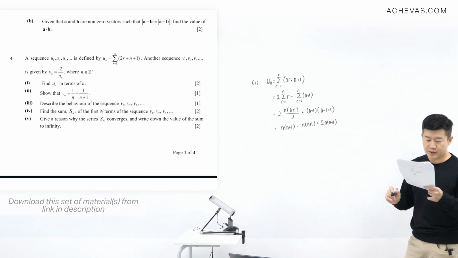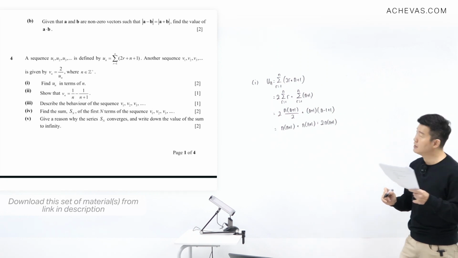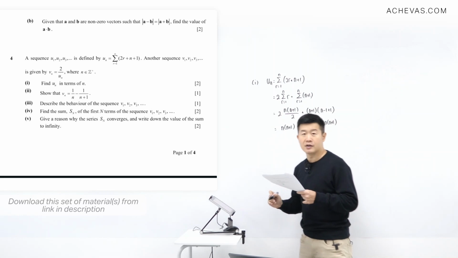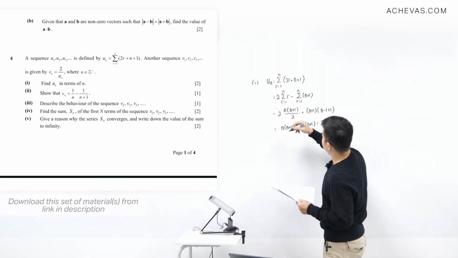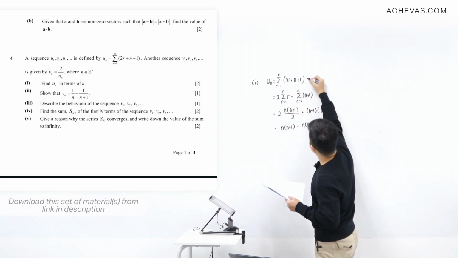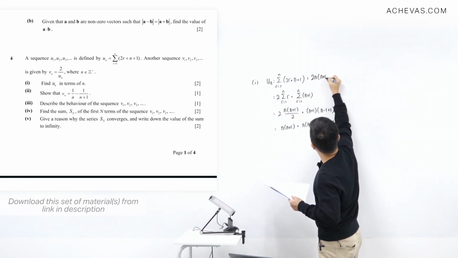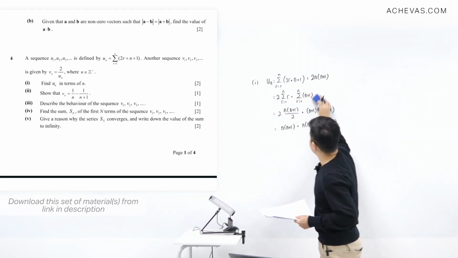Next, part 2, we are supposed to show that Vn is equal to 1 over n minus 1 over n plus 1. And what is Vn? According to the question, Vn is 2 over Un. Let me make use of this result. We are going to be making use of Un. So we know Un is equal to 2n times n plus 1. Let me erase this.